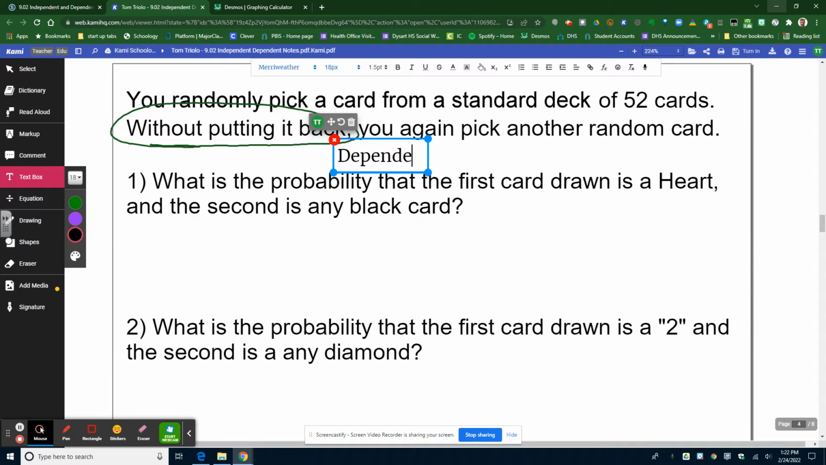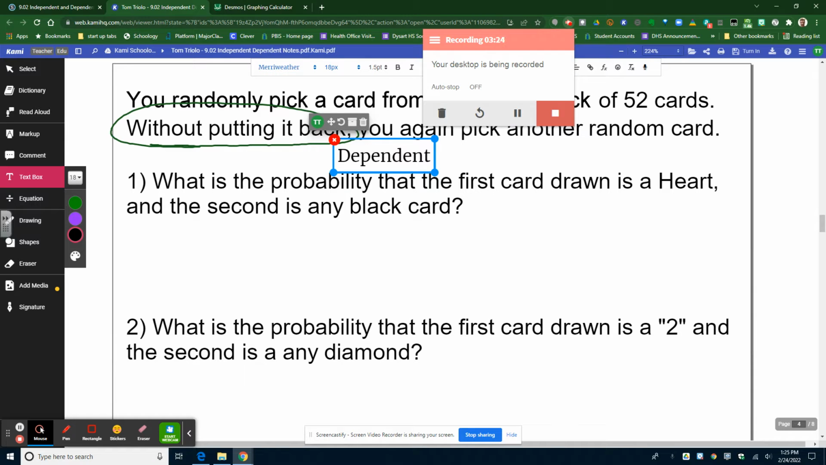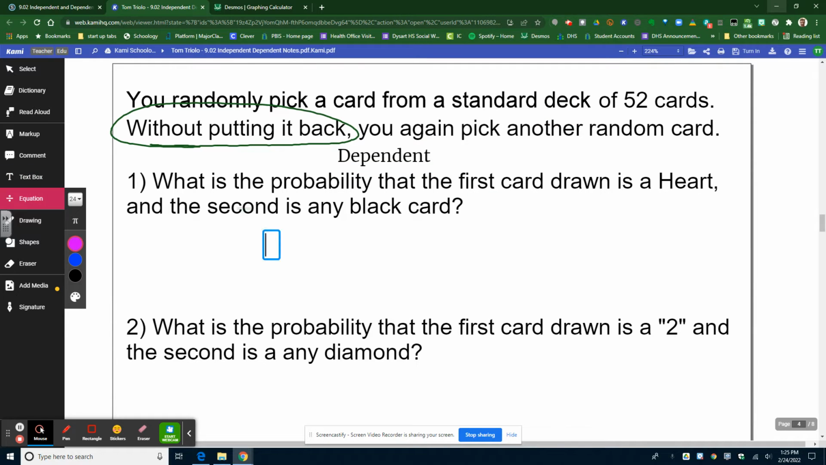Let's see if you can calculate the probability that the first card pulled is a heart, and the second one is any black card. Write it as a simplified fraction. So do number 1. There are 2 ways to look at this. The first way is the way most of you look at it: I have 52 cards in the deck, so I make my fraction denominator 52. Then I have to count. I have ace through 10, that's 10, and I have jack, queen, king. That's 13.